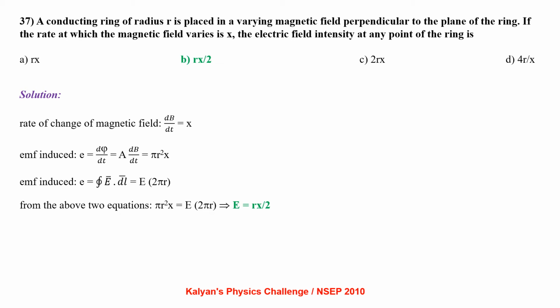Rate of change of magnetic field dB by dt is given to be x. EMF induced E equals d phi by dt, that is area times dB by dt, which comes out to be pi r square into x. EMF induced E equals integral E bar dot dl bar, that is E into 2 pi r. From the above two equations, we can write pi r square into x equals E into 2 pi r, from where we get E equals r x by 2. Here we are dealing with the induced electric fields.